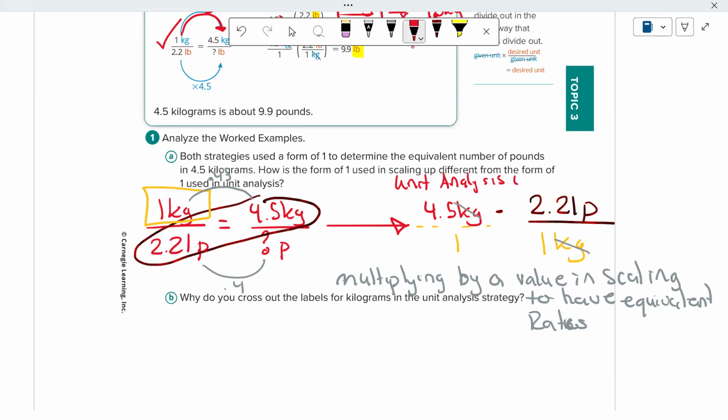Unit analysis, we are using unit cancellation. That concludes page 311. We're going to move on to page 312.